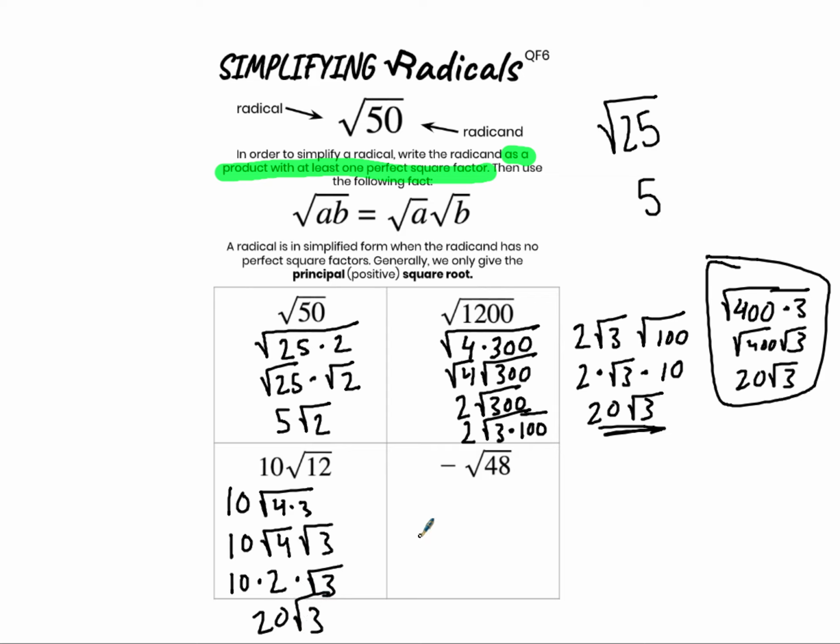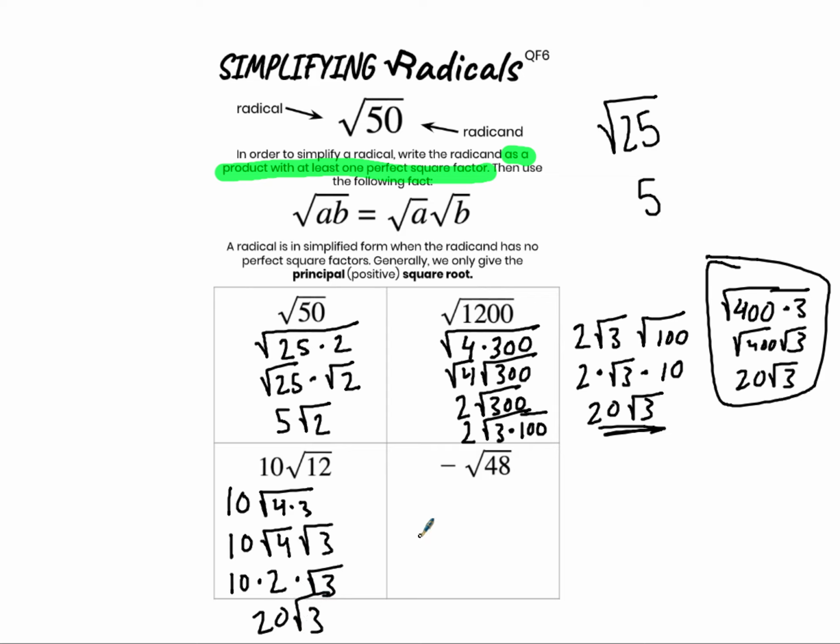I bet there's a perfect square that is bigger than the one I'm seeing, but I'm going to start with 4 again. So this has a coefficient of -1, and I'm going to do 48 as 4 times 12. So square root of 4 times the square root of 12. Square root of 4 is just 2. 2 times negative 1 is negative 2. Really common for students to stop right here and say, oh, I'm done. I'm not done because 12 has another perfect square factor.